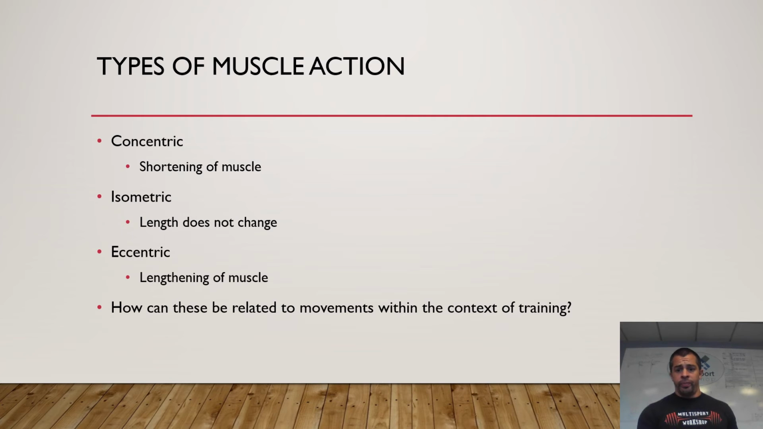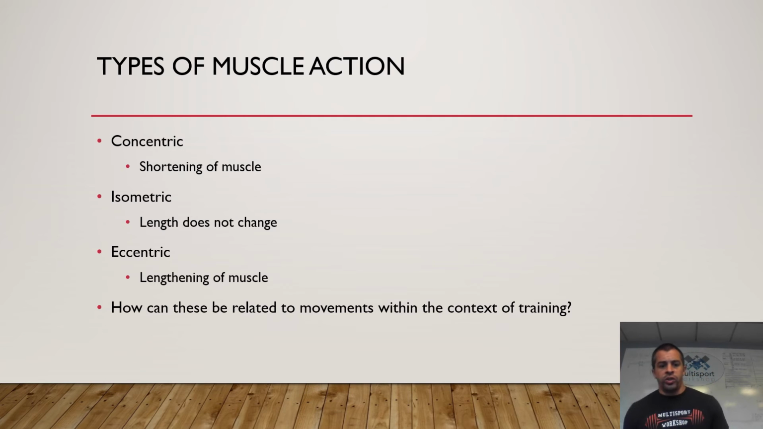So up to this point, I've talked a little bit about concentric. I asked you guys, what essentially is this? Concentric is muscle shortening. The opposite of muscle shortening is muscle lengthening, and that's eccentric. And then isometric is basically a static hold where the length of the muscle does not change.